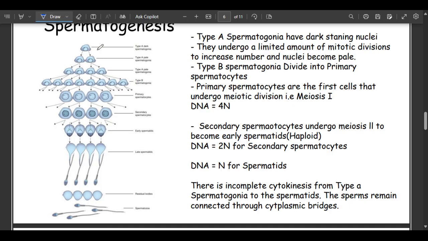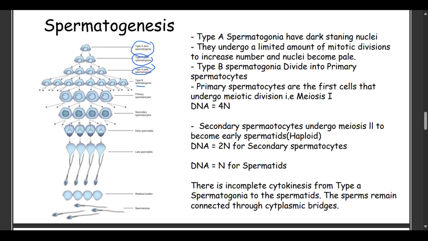We have type A spermatogonia that are going to divide into type A pale spermatogonia. So the first type is dark, and the second type is pale. And then the pale spermatogonia are going to divide again into another set of pale spermatogonia, which are going to divide into type B spermatogonia. So type A, dark, pale, and everything, all of those are just ways of increasing in number, like the spermatogonia themselves are trying to increase in number.